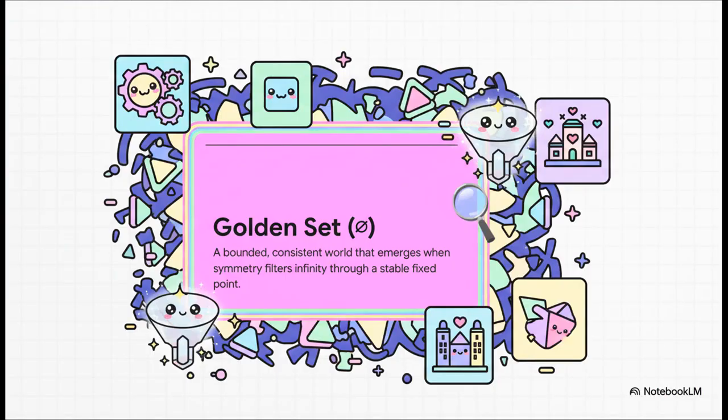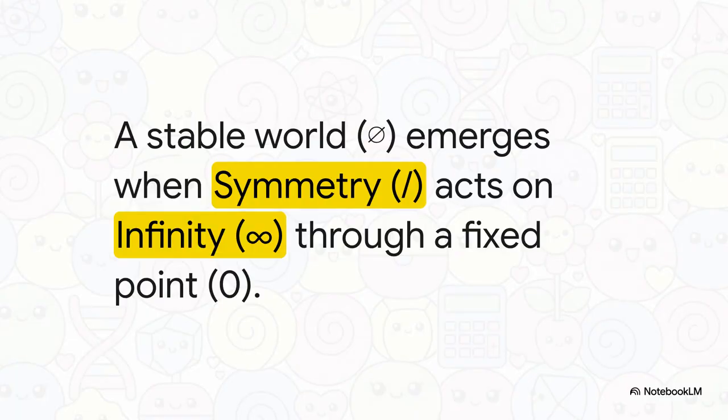Now, when that sculptor, symmetry, is finished with its work, what you're left with is what the theory calls a golden set. That's the finished statue. It's a stable, self-contained little piece of reality that has its own consistent rules, pulled out from all that infinite chaos. The theory boils this all down to one really elegant idea, which you can see represented right here.